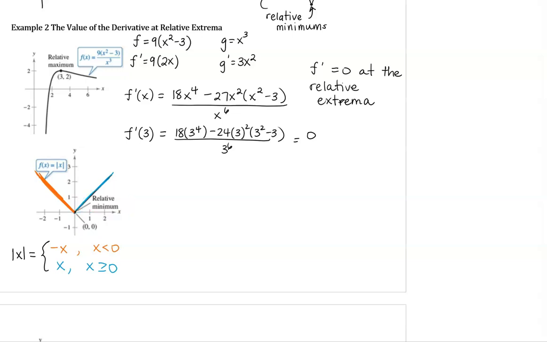We want to see what is the value of the derivative at 0. In order to do that for an absolute value function, we're going to need to use the limit definition and look at the limit as x approaches 0 from the left of f of x minus f of 0 all over x minus 0. And we're going to need to look at the limit as x approaches 0 from the right of f of x minus f of 0 all over x minus 0.